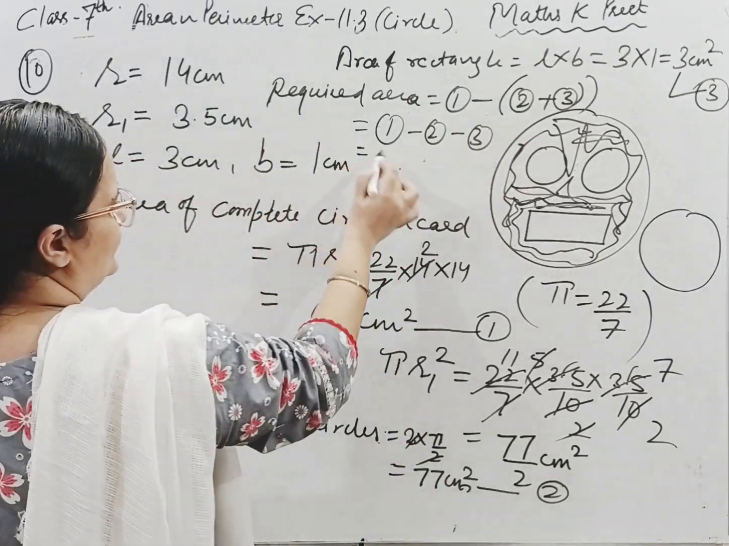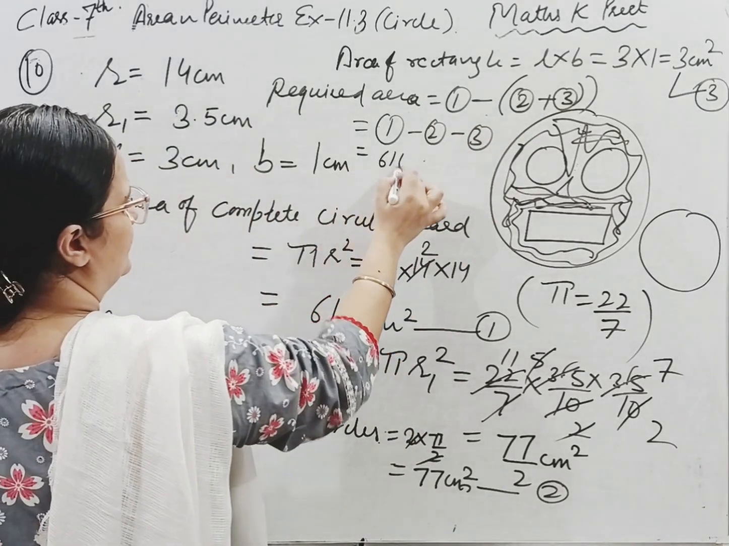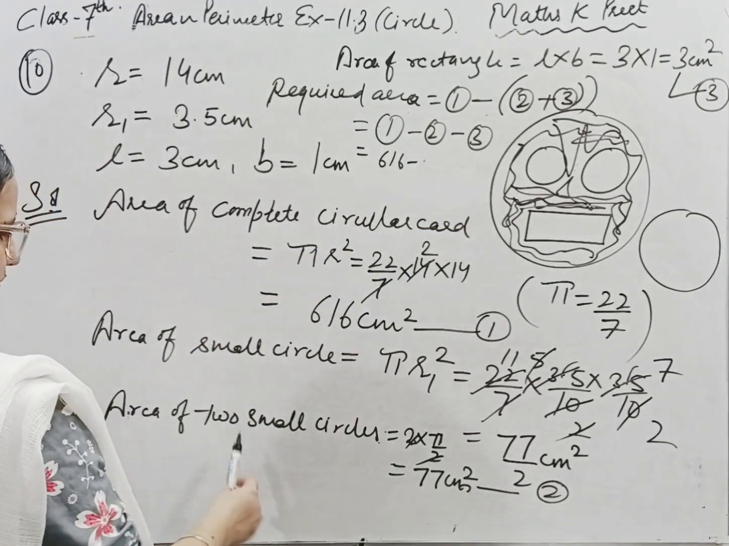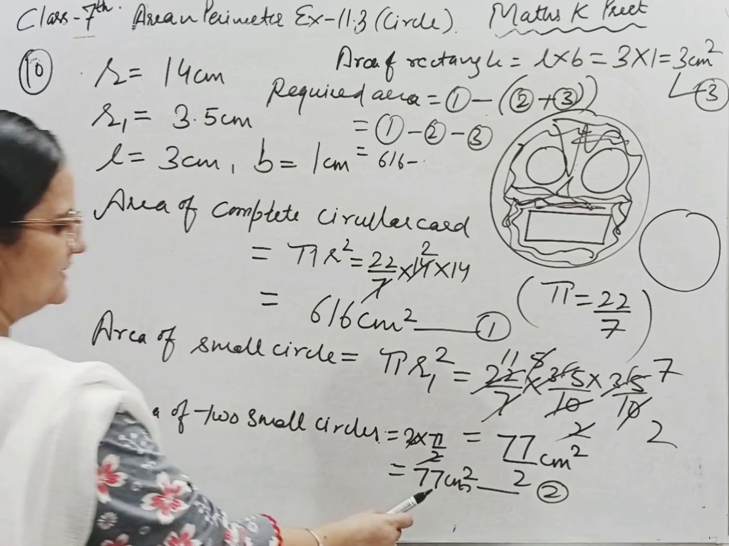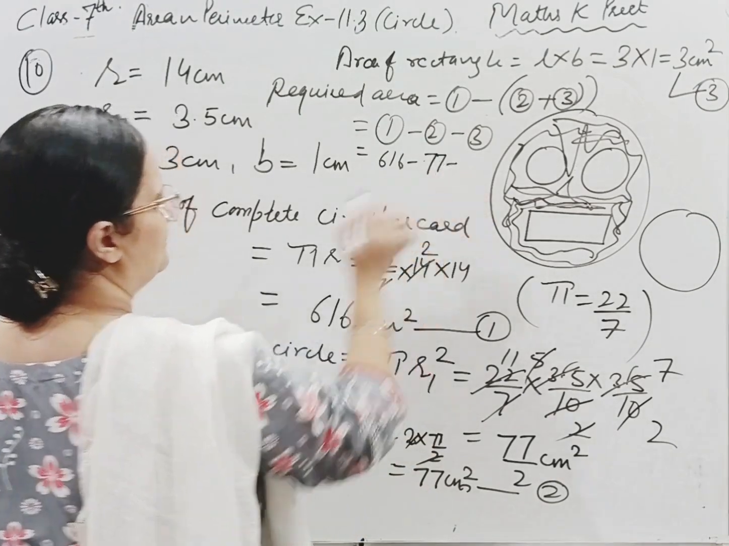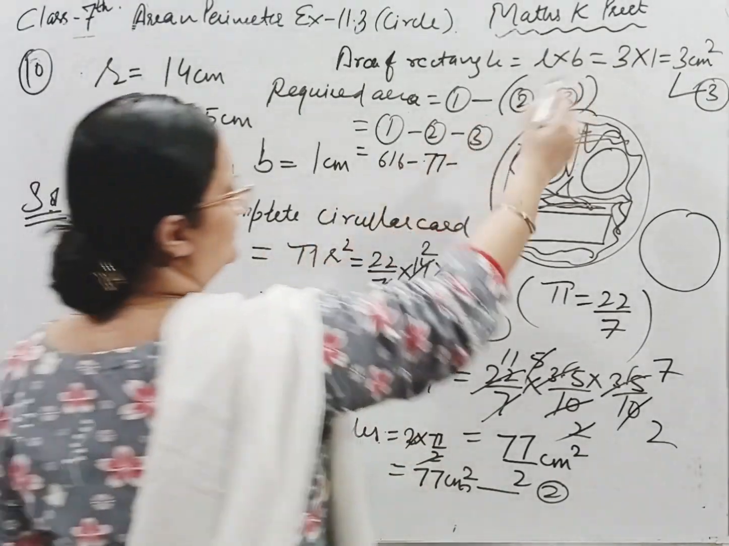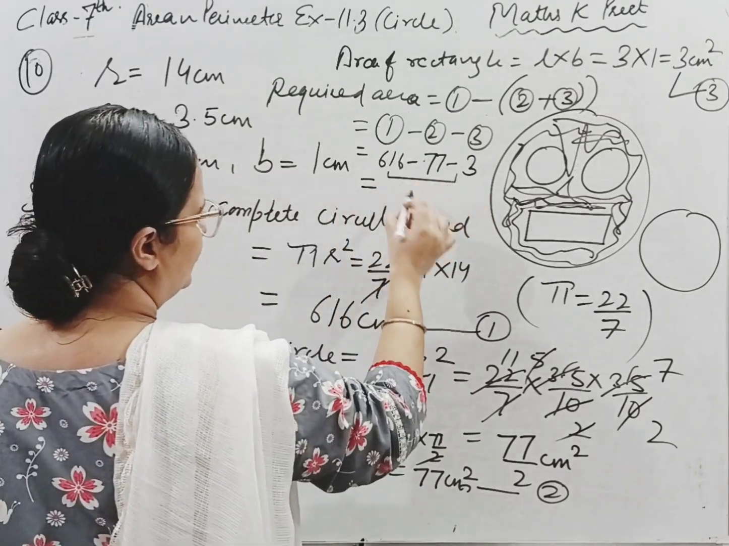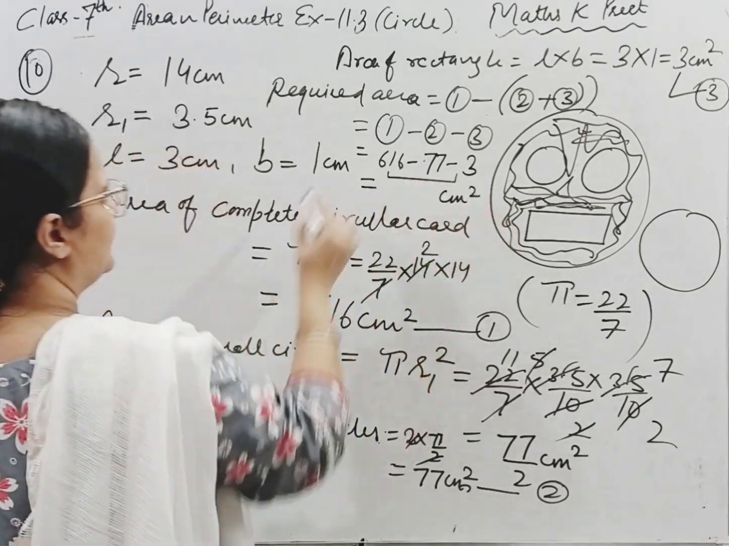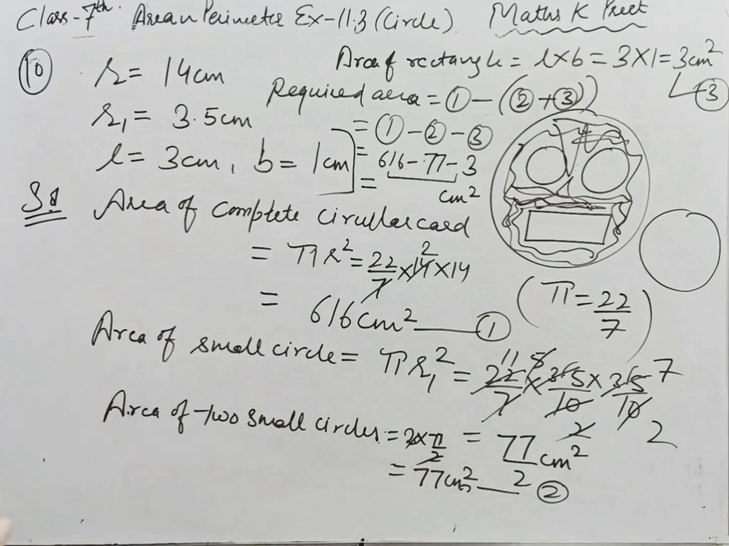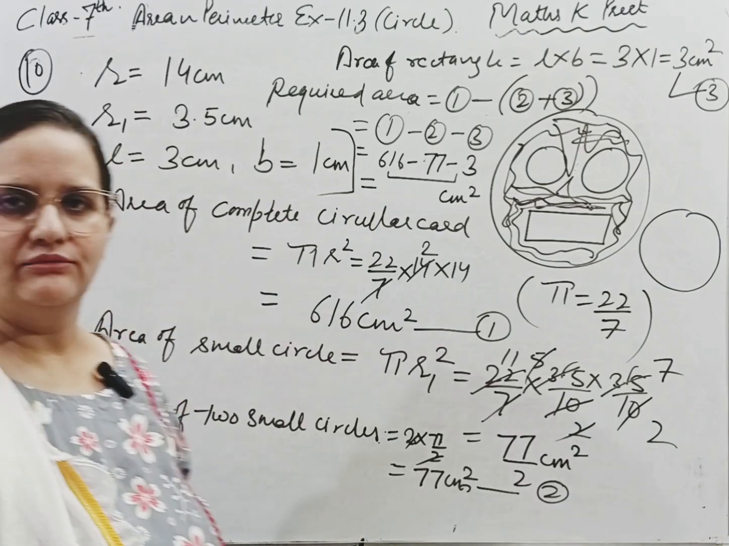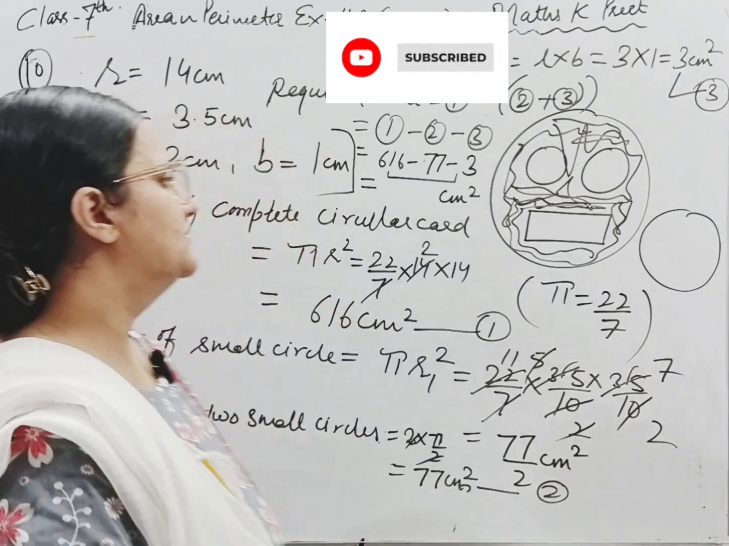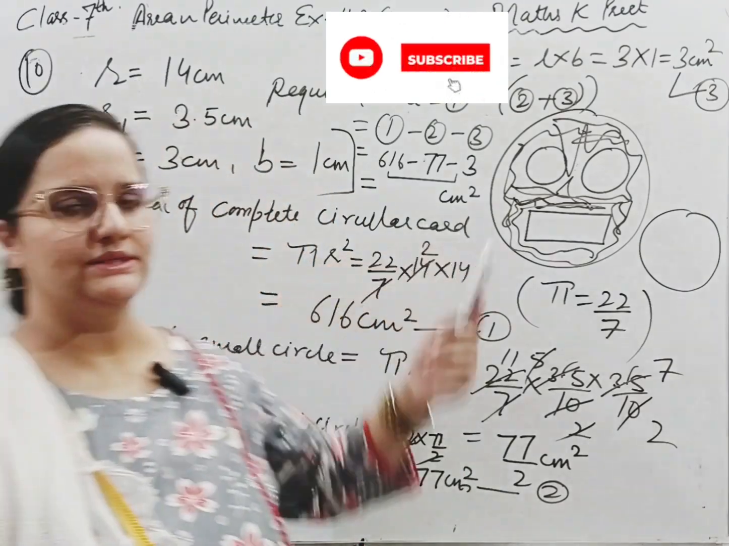So the value for 1 is 616 minus the value for double the area of these circles, which is 77, and minus 3 centimeter square. So this much area, you can calculate and you will get your answer in centimeter square. So this was the area we are left with for the remaining part of the sheet. I hope you get the solution for this question. Very important question this is.